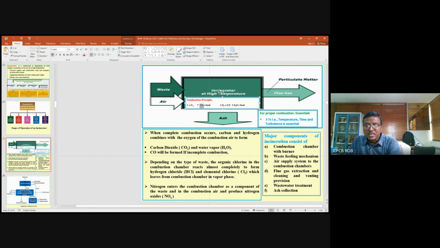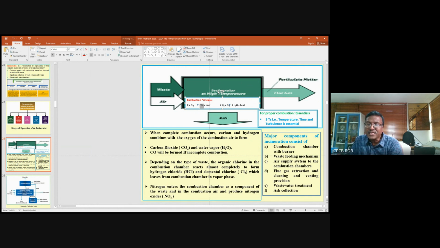When the combustion occurs, carbon and hydrogen combine with the oxygen in the combustion air to form carbon dioxide and water vapor. I have shown the equation so that you can understand easily. Carbon monoxide, which is formed in the primary chamber, has to be completely combusted to form carbon dioxide under the adequate oxygen present in the secondary chamber. Depending upon the type of waste, the organic chlorine in the combustion chamber reacts almost completely to form hydrochloric acid, and elemental chlorine is also formed, which leaves the combustion chamber in vapor form as emissions or flue gases. Whatever nitrogen is available in the air that you supply into the combustion chamber will react with oxygen, and that comes out as nitrogen dioxide.